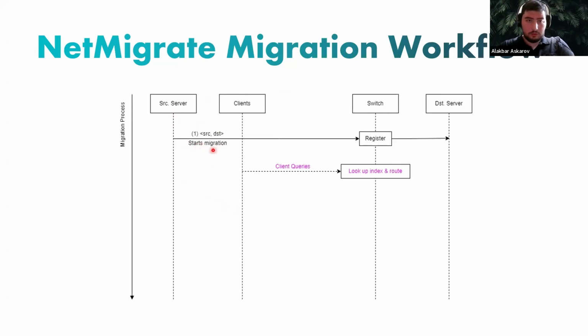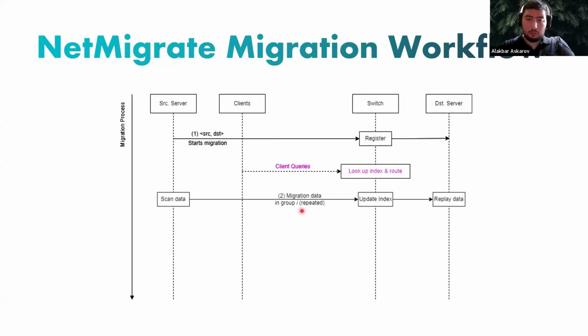The source server starts migration and registers the new group coming to the destination server. When the client queries a request, it looks up the index on the switch: is it in a migrated group, or is it migrating, or has it not started migrating yet? When migration data in group I is sent, it updates the index on the switch and replaces data on the destination server.